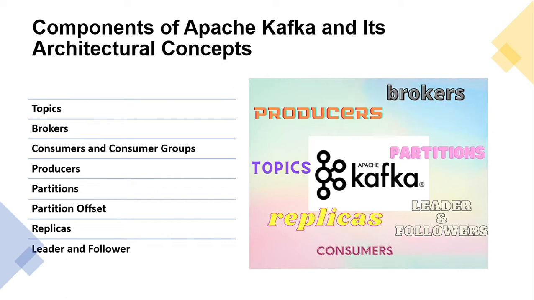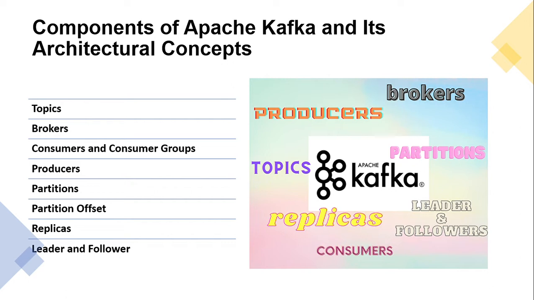Next is consumer and consumer group. Consumers are the recipients who receive messages from the Kafka server, and a consumer group in Kafka refers to a number of consumers that pull data from the same topic or the same set of topics. Next is producer. A producer is a client that sends messages to the Kafka server to the specified topic.